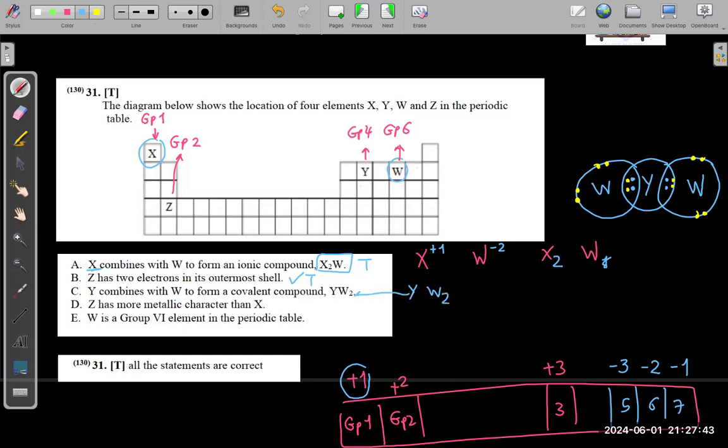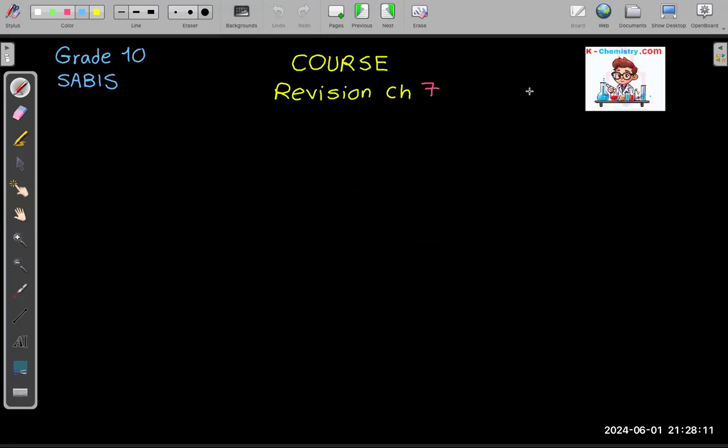I know this is a little bit difficult. Z has more metallic character than X. Is that correct? This is also a difficult question, but it is true. You should not take this one now. It's a little bit more advanced, but he has given this question, so we have to answer it. It's true, yes, it has more metallic character. W is a group 6 element in the periodic table. Yes, correct. So all of them are true, and that was our last question. Just close the recording.